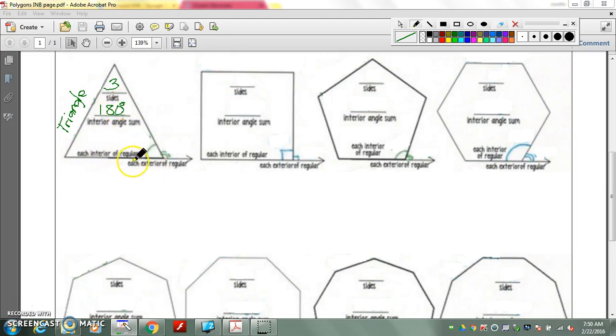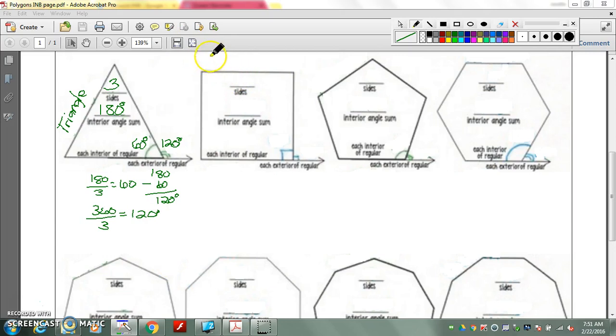If it's regular, then I know that each interior angle is going to be 60 degrees because 180 divided by 3 gives me 60. And I know my exterior angle forms a linear pair with the interior, so I can take 180 and subtract 60, and I get the exterior angle, which is 120. Another way to find it is that all the exterior angles will add up to 360, and since I have three angles on the outside, 360 divided by 3 also equals 120.